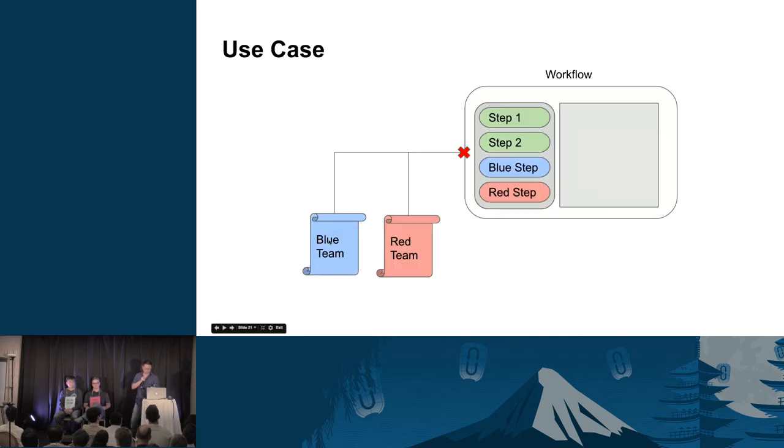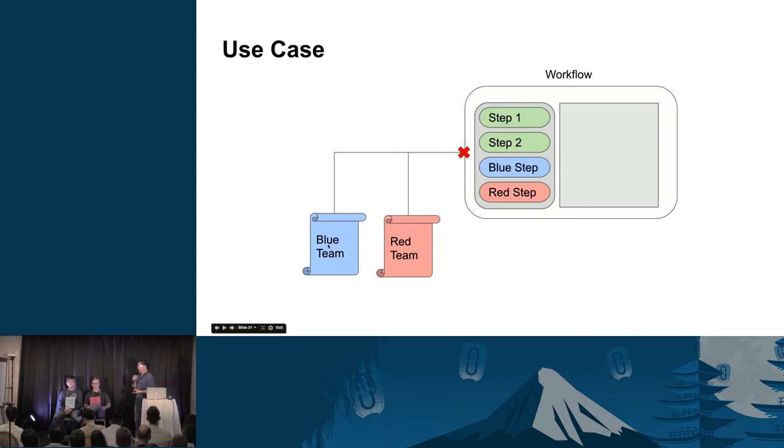Okay, so keep in mind that this use case is actually a real world example. This is a problem that a real team is facing. This is not a hypothetical situation. So let's assume that you have blue team and red team, represented by David and Sean here, and they both want to modify an existing workflow. Blue team wants to add its own custom step, and red team wants to add its own custom step.